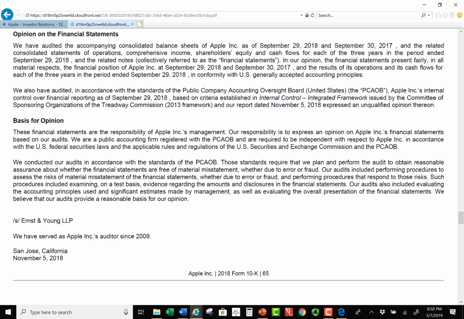Now notice that the standards require that we plan and perform the audit to obtain reasonable assurance. Reasonable assurance, very key phrase. We do not provide absolute assurance. Why? We're only human, right? You guys heard that song, Born to Make Mistakes. We make mistakes, don't we? We're human. So we might make a mistake. We might miss something. Sorry, it happens. What else?